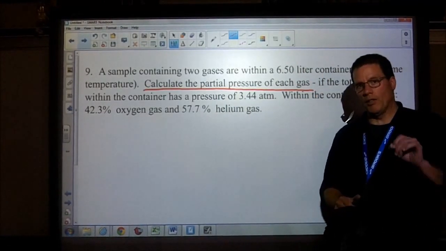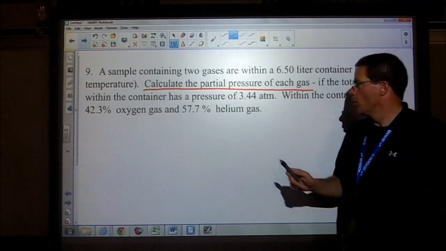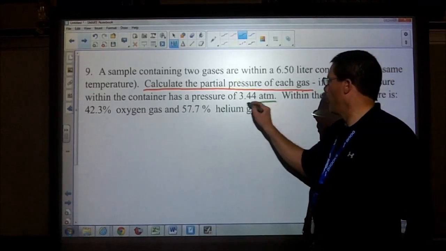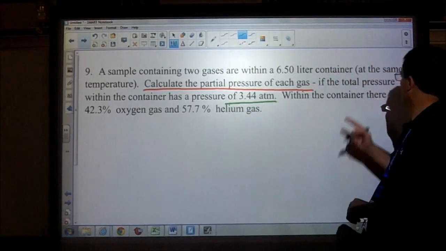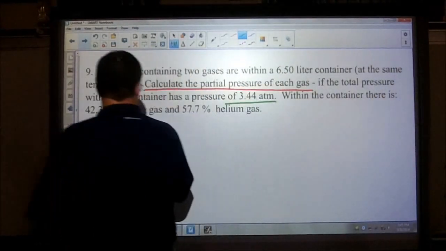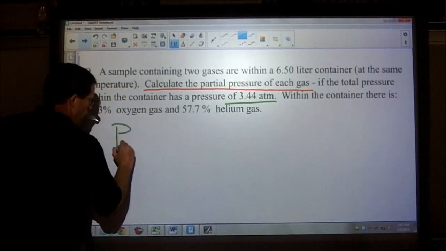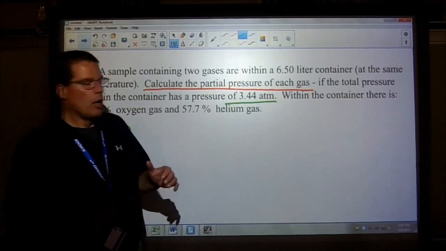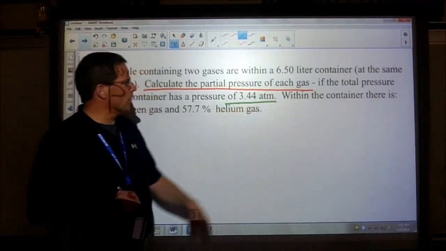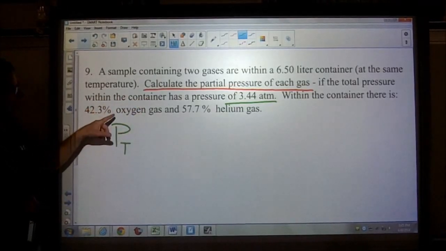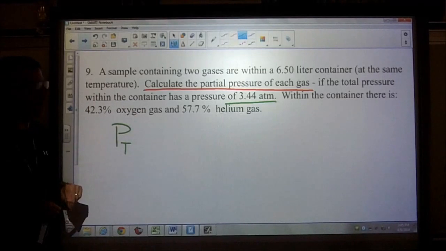Okay? That is the question that's being asked. What information is given to you that's important? Well, we know that the total pressure of the container is 3.44. Okay? The total pressure is 3.44. That is really important. So we know that we have this situation here where we have a total pressure. Okay? It also says that within the container there are two gases, 42.3% oxygen and 57.7% helium.